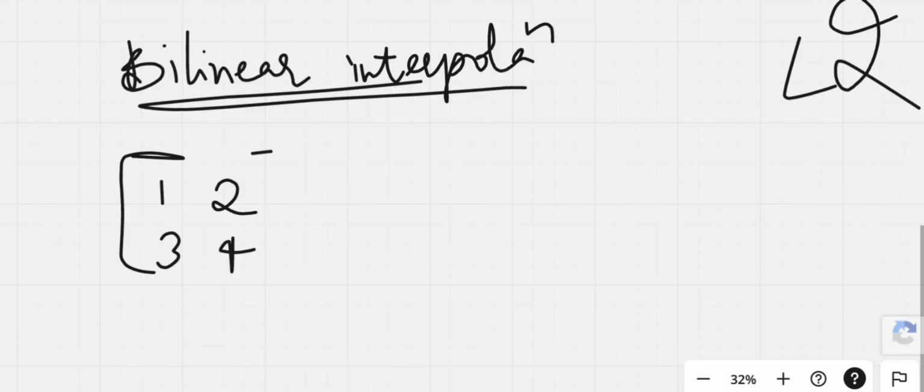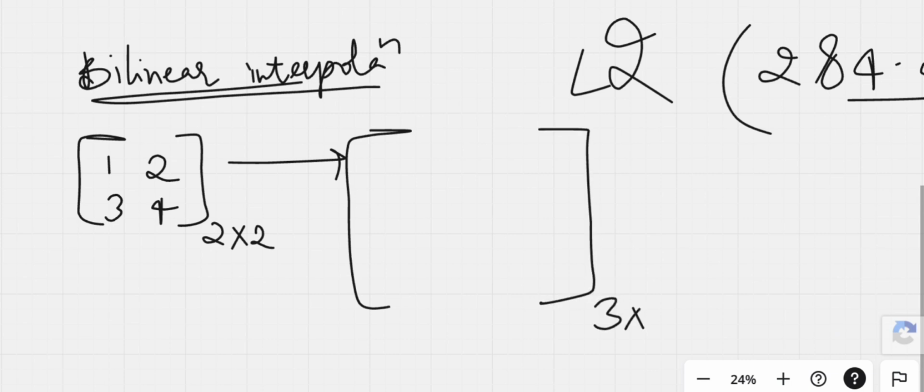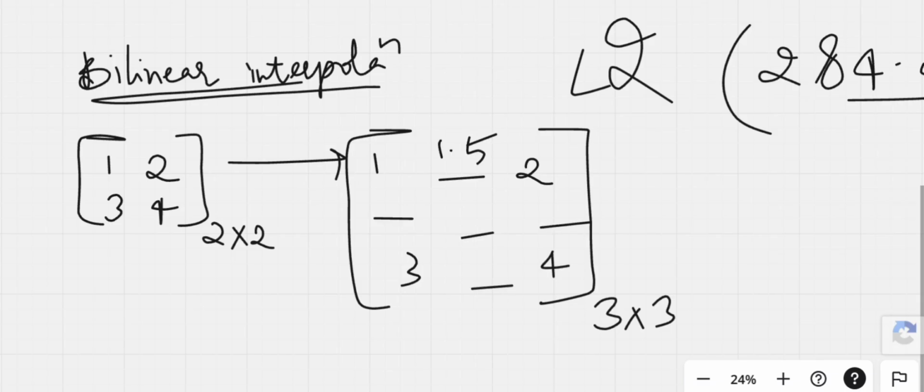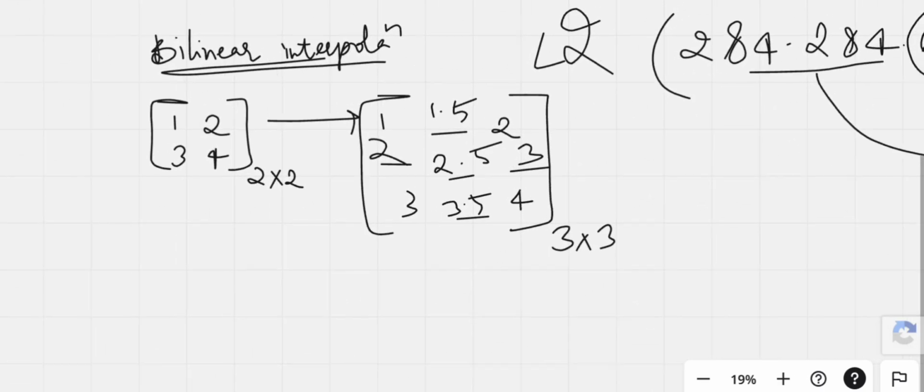1 2 3 4, dimensions being 2 by 2. For it to be 3 by 3, after applying the interpolation of 1 2 3 4, it becomes 1.5, this one becomes 3.5, this becomes 2, this becomes 3, this becomes 2.5. This is a concept which is useful.